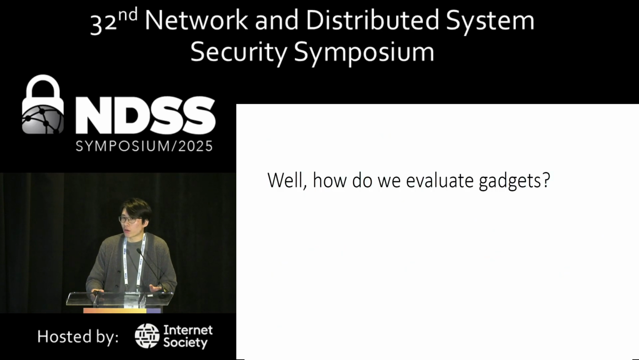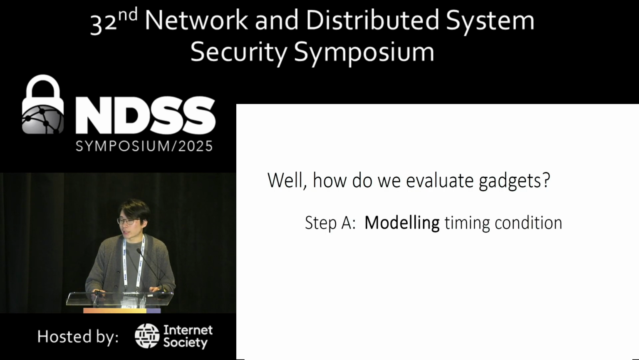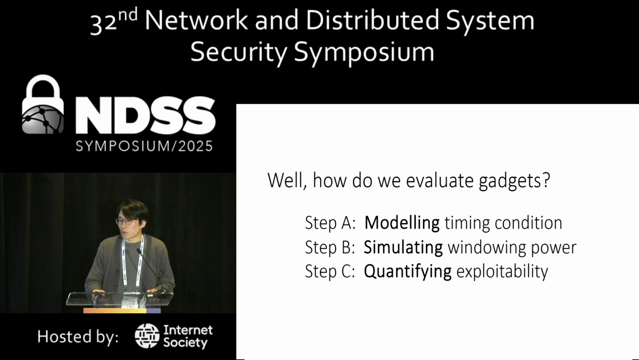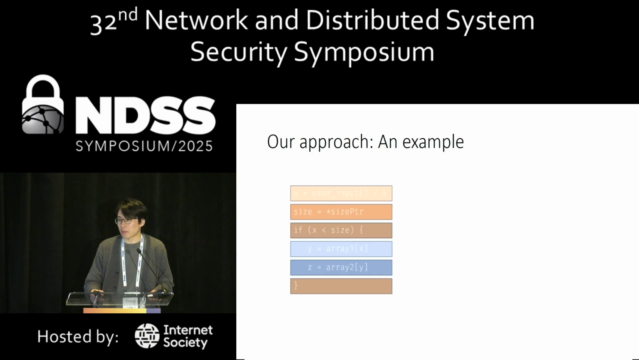With this strong windowing power, we then evaluate the exploitability of gadgets based on their timing condition. We propose a three-step method. First, we model the timing condition using a directed acyclic graph. Second, we simulate the windowing power and select an effective attack pattern. Finally, we quantify their exploitability based on the timing condition. Let me show this with an example.